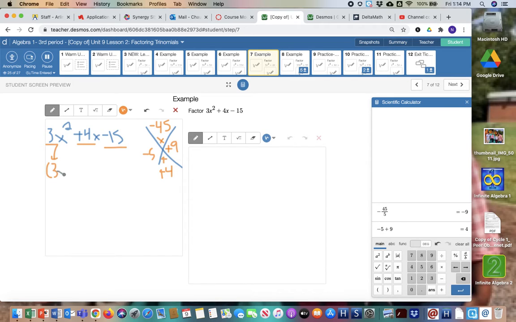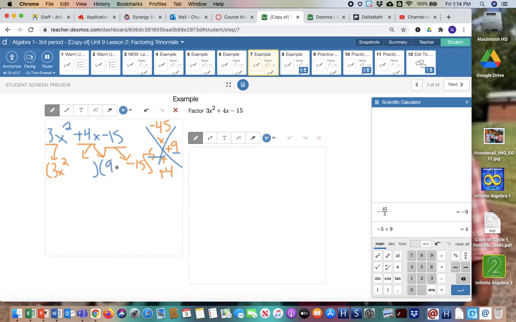So I bring down the 3x squared. I bring down the negative 15. Again, that part is staying the same each time. Now I'm going to split the middle, the 4x, and I'm going to split it into these terms. So here we go.